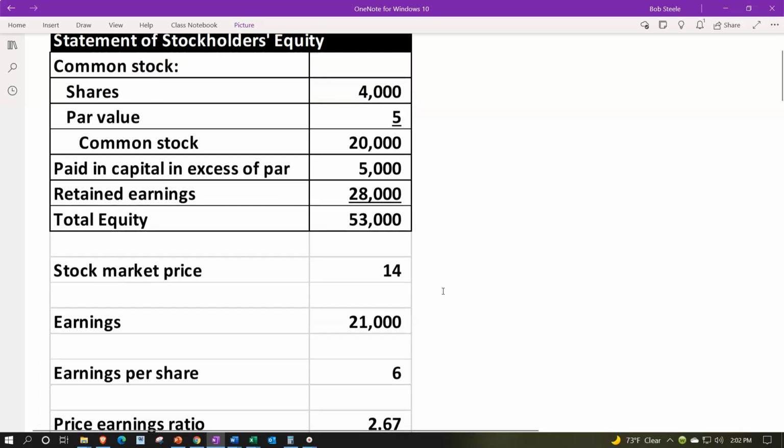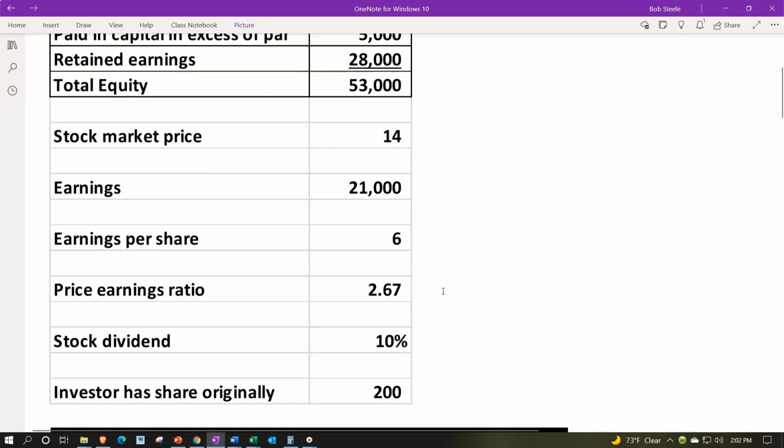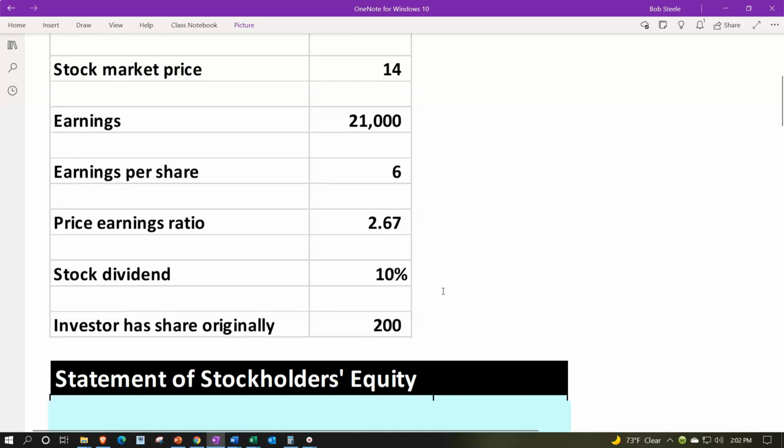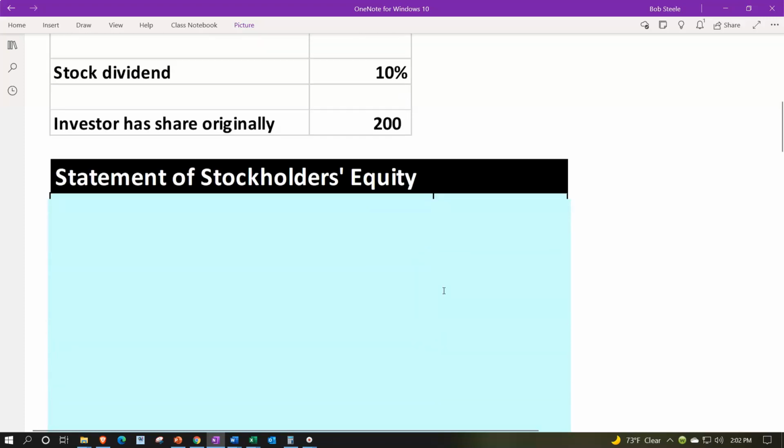Okay, so then we have the stock price at $14. We've got the earnings, basically the bottom line of the income statement, at $21,000. We've got the earnings per share at $6, the price earnings ratio at about 2.67. We have the stock dividend finally at 10%. It's going to be a 10% stock dividend. Once we're done calculating the equity section, we'll consider an individual investor who had 200 shares before this stock dividend took place. What's going to happen with that investor? We'll see. We'll find out.